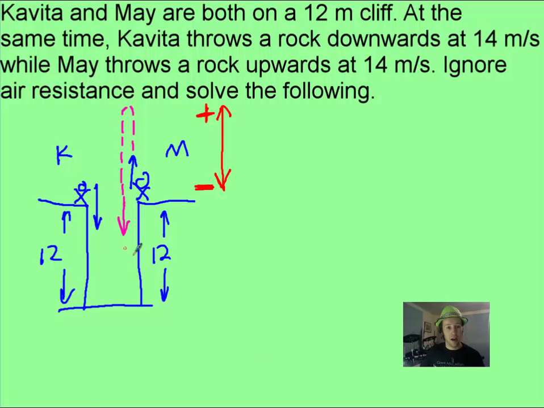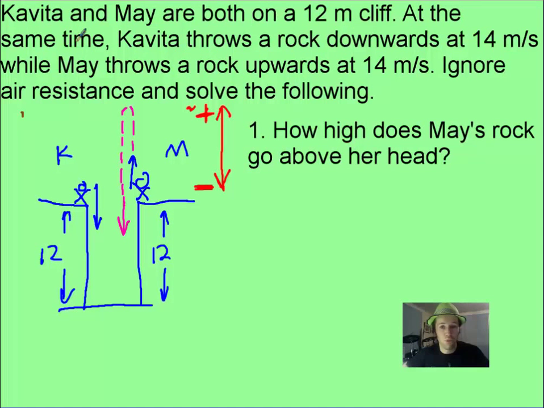Here I've got Kavita throwing it downwards, and here I've got May, and hers goes up and then goes down. The most important thing I did over here is that I defined what is positive and what is negative. I defined up as positive and down as negative. You could have done either, but it's important that you define those.